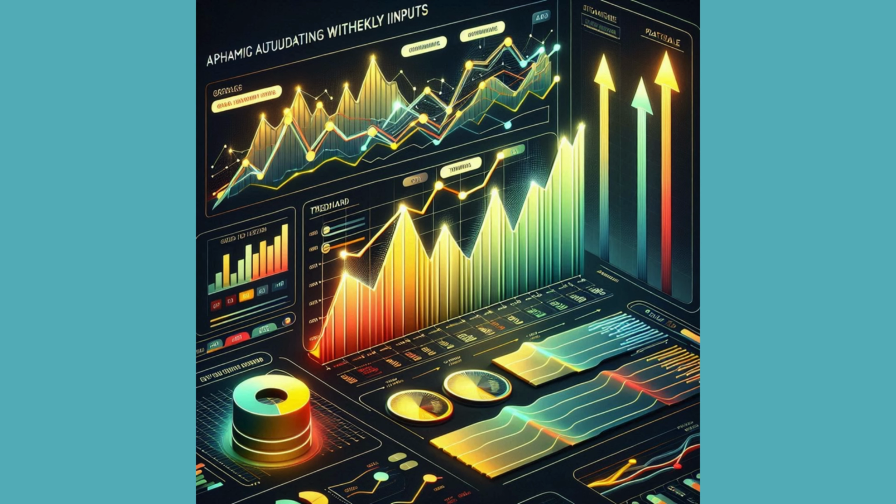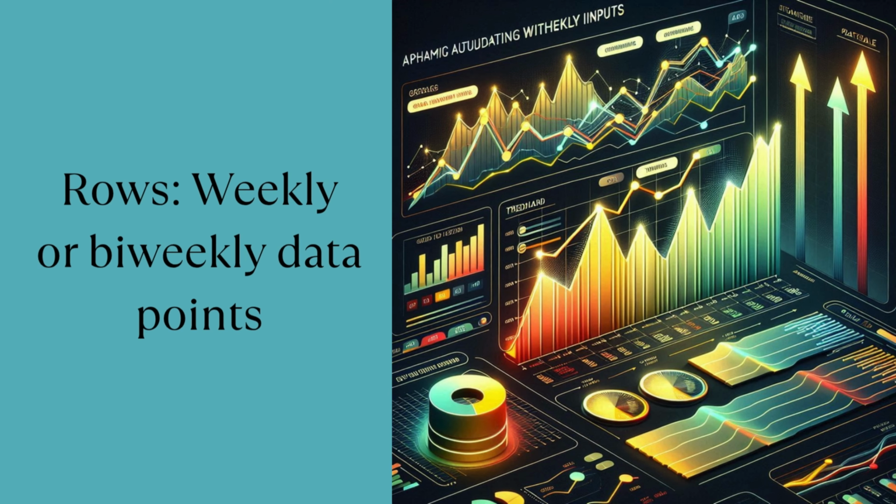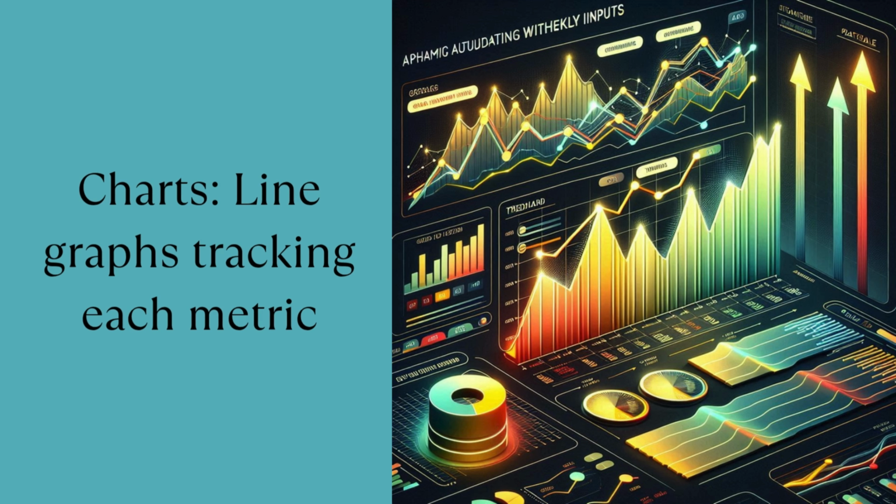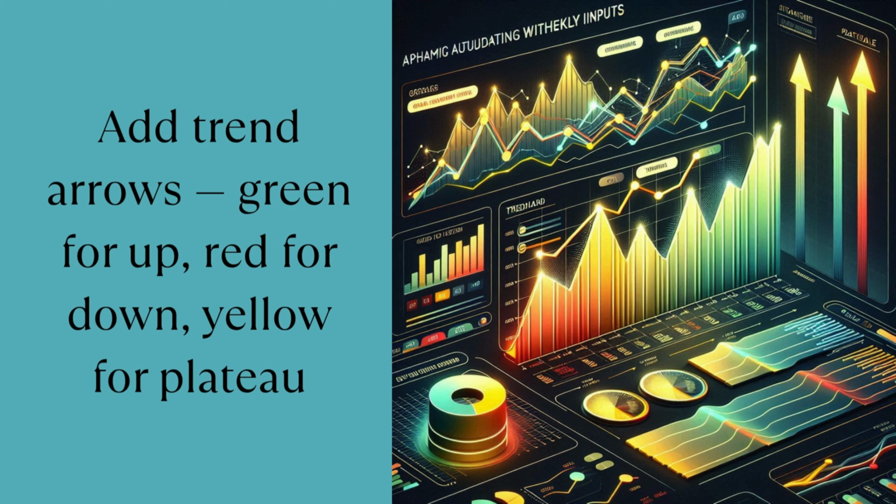All you need is a basic spreadsheet or Power BI dashboard. Here's the structure. Rows, weekly or biweekly data points. Columns, metric values CPI, SPI, EAC. Charts, line graphs tracking each metric. Bonus. Add trend arrows, green for up, red for down, yellow for plateau. Your dashboard becomes a radar system. It doesn't just tell you where you are, it tells you where you're heading.